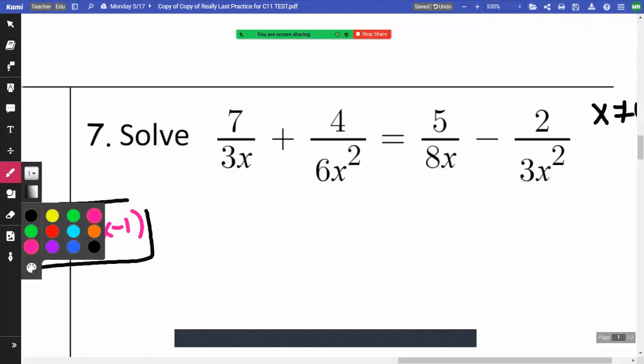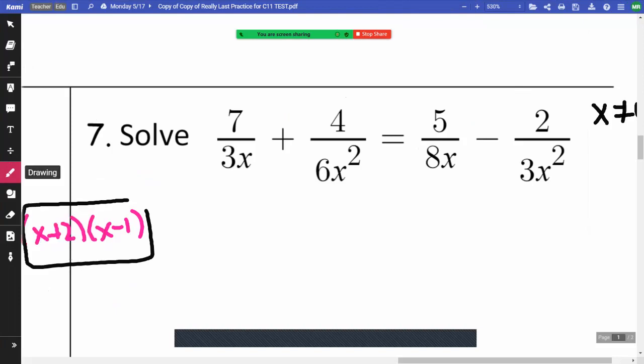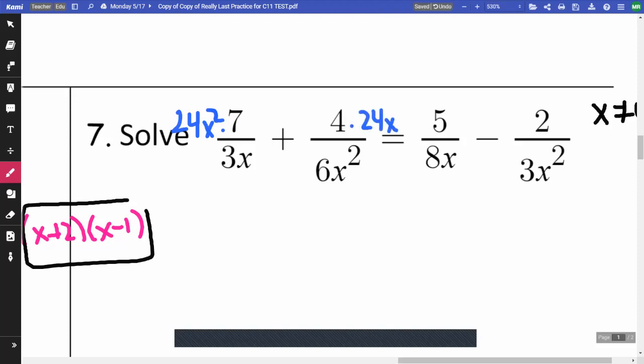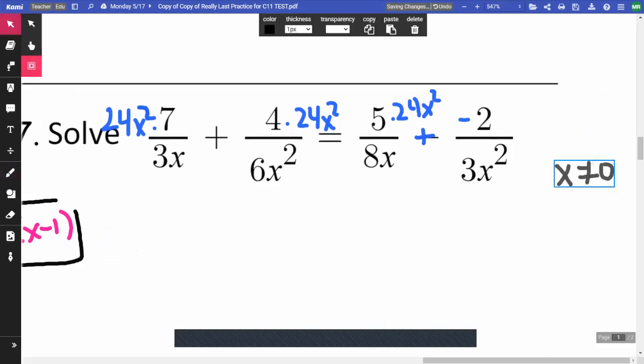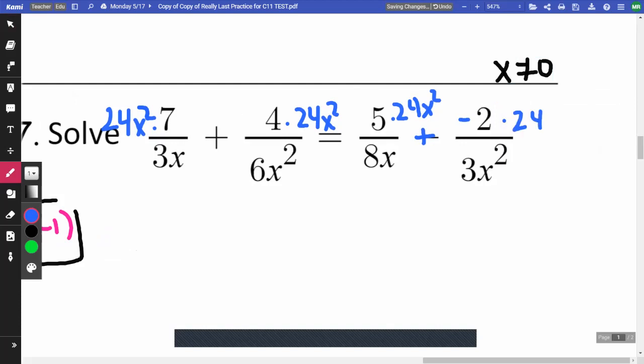So here, let me do it in blue. So I'm going to multiply this by 24x squared. This by 24x squared. Again, this by, and I'm going to do this plus a negative like that, but this by 24x squared, and this by 24x squared. Let me just move my restriction. I'll put it up here. Okay. So this by 24x squared.